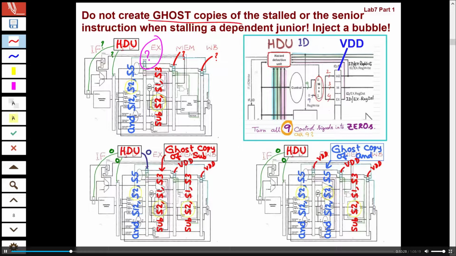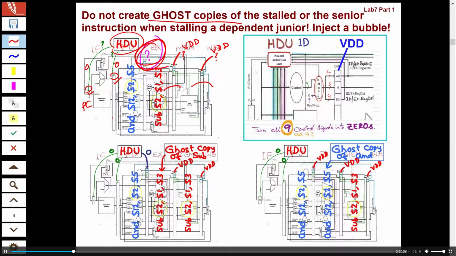Do not create ghost copies. So we discussed this. Whenever you stall, you need to retain him and the guy behind him. So you need to send zeros to the enable pins of PC and the IFID. And you want the senior to progress. So certainly this is VDD and this is VDD, so that he moves and this guy moves here.